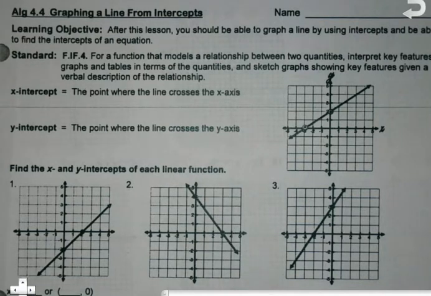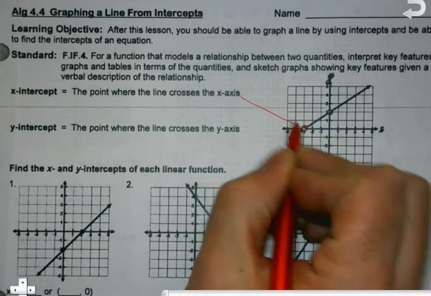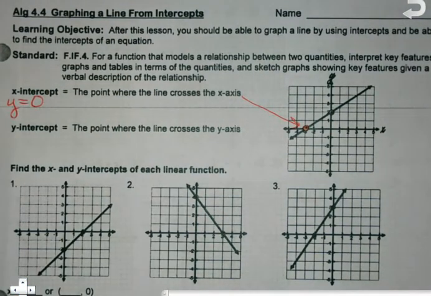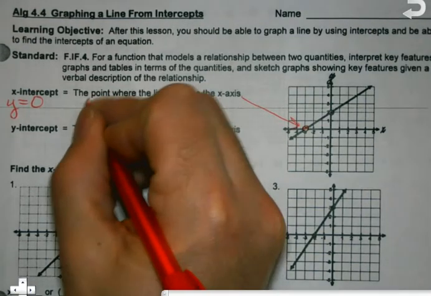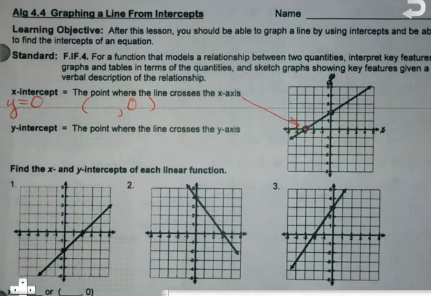With an x-intercept, the point where the line crosses the x-axis, y is always going to be 0. So, for instance, that point that I've drawn an arrow to right now, what we're going to do is make that point the y value 0, because here's my y-axis.